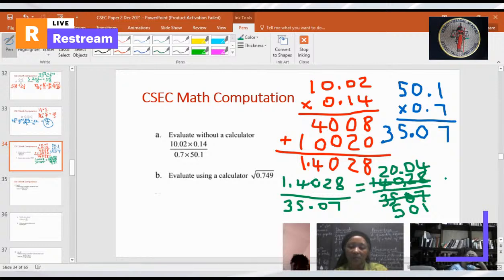So where else do we go from there? So it's 20 points. Now you'd put the point where the denominator is.